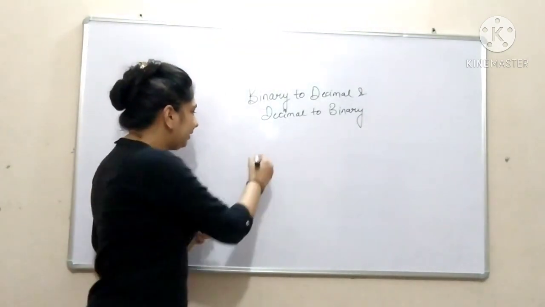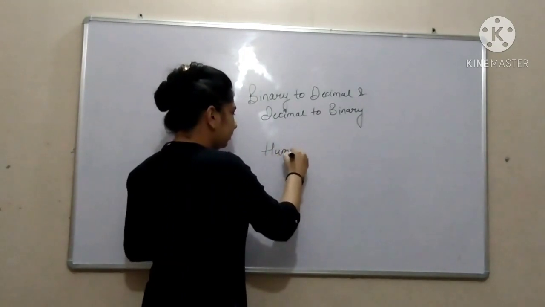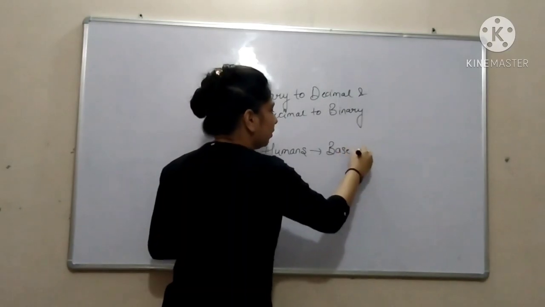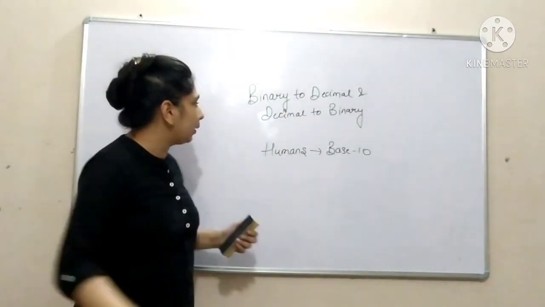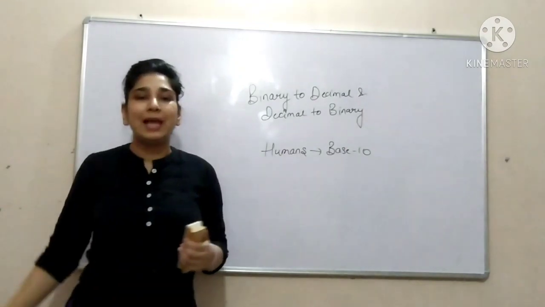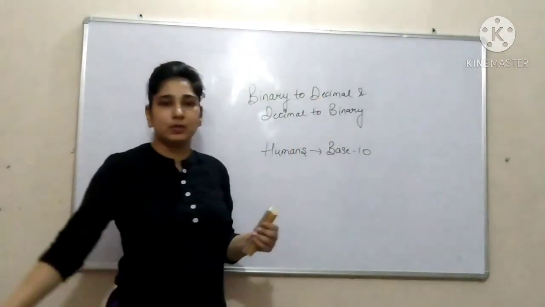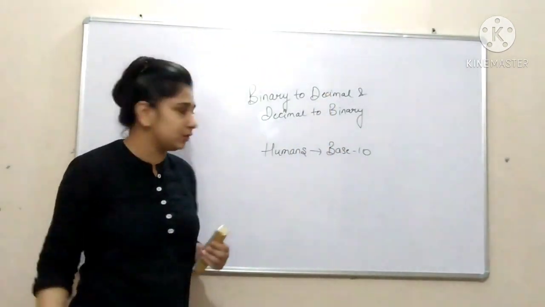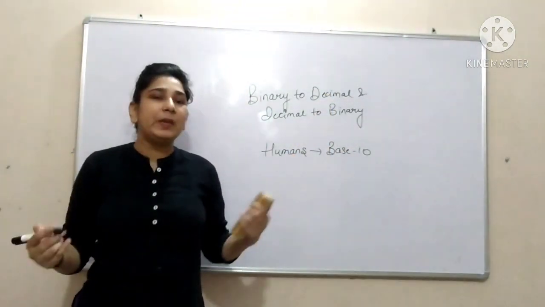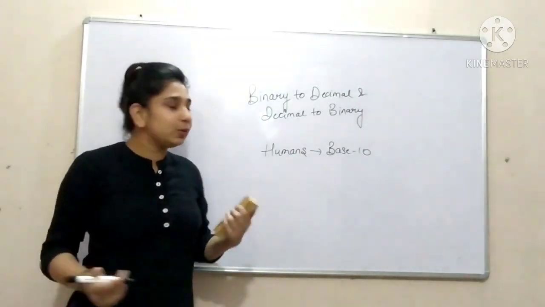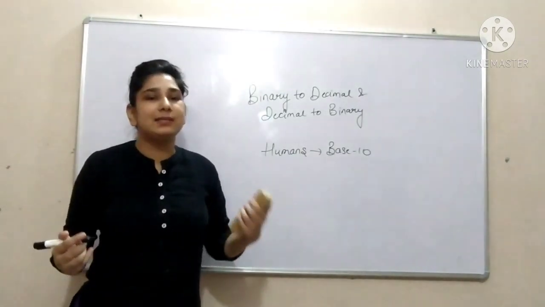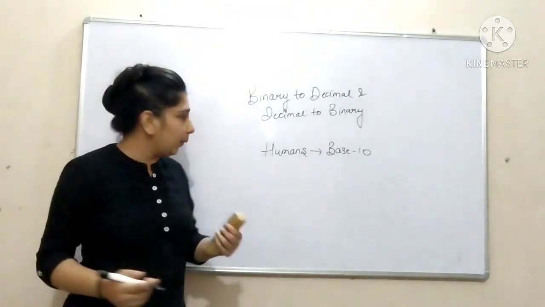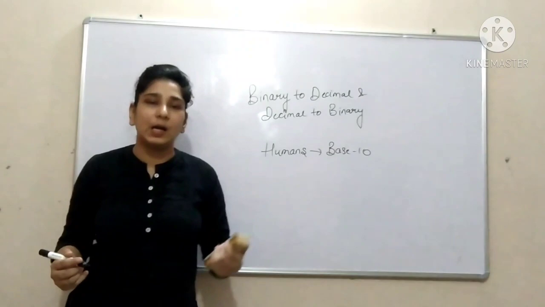Humans understand base 10 language, or you can call it a decimal language. We are talking about two languages, binary and decimal. So humans understand base 10, meaning the decimal language, because we speak in English and Hindi. We understand it very easily and it is very easy to speak in Hindi or English. These are actually high level languages.